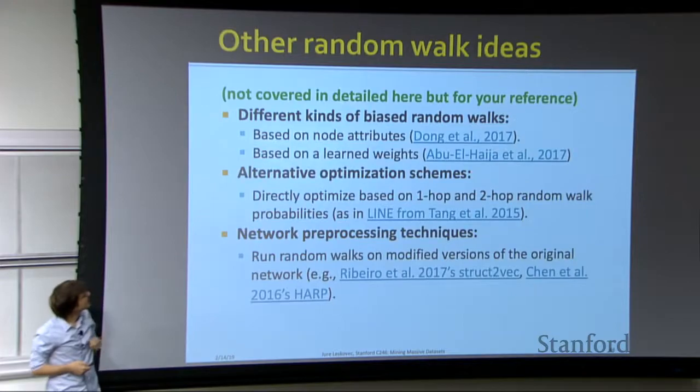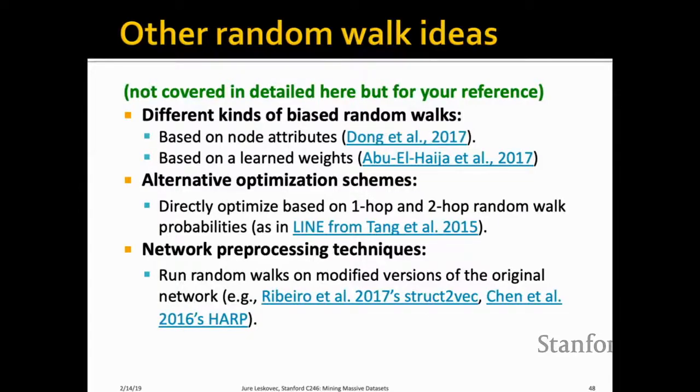Okay, great. There is a lot more. This is an extremely hot research area, so there are a lot of research papers that take these fundamental ideas and extend them in many different ways with multiple embeddings, dynamic networks, node attributes, weighted networks, directly optimizing one hop and two hop random walks, modified versions of the original graph, and so on and so forth. Okay? So this is what I wanted to say, and now I have about 5 minutes left, so I want to bring this to some conclusion.